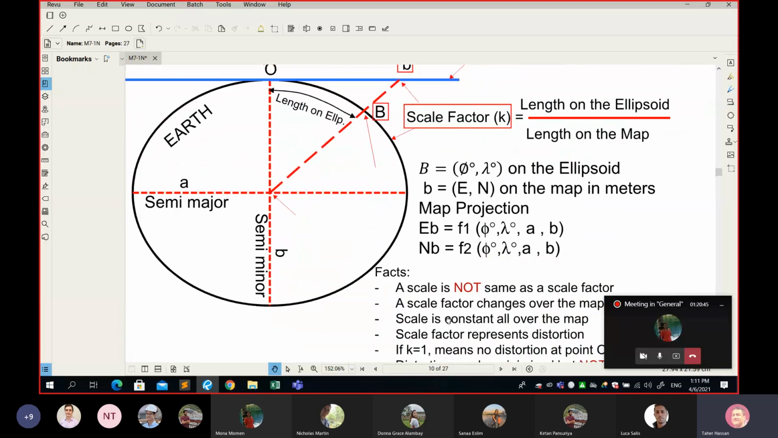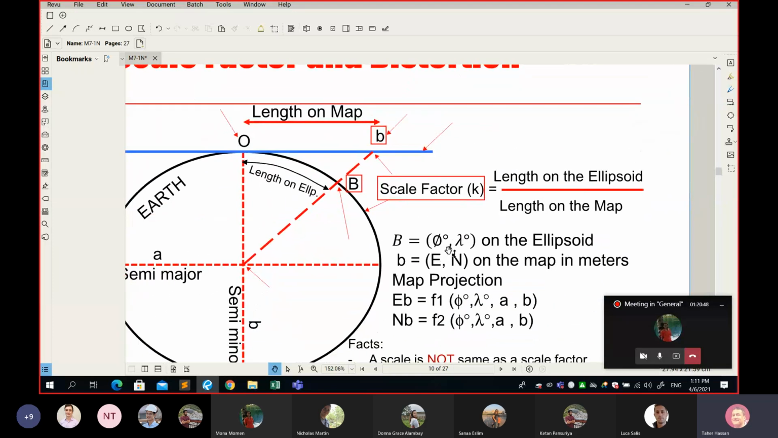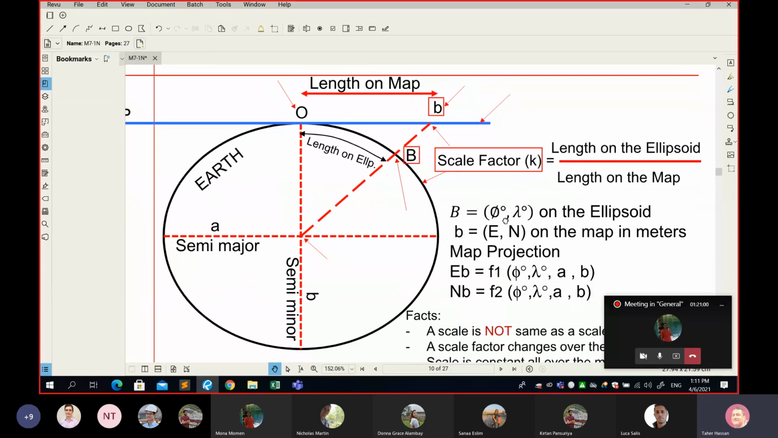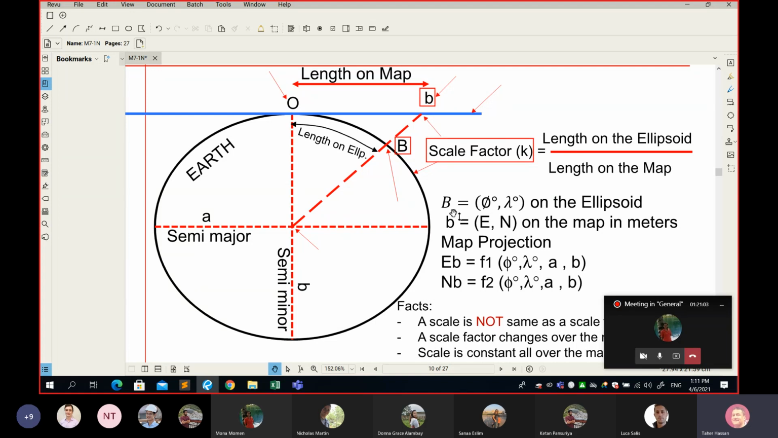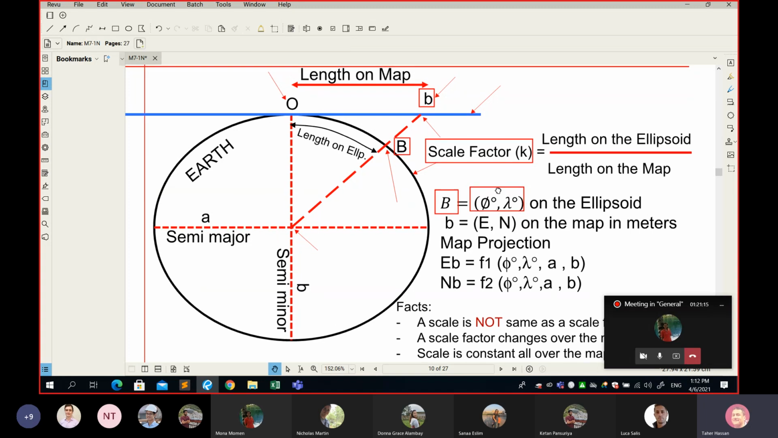Okay, so I'll talk about scale factor here because this is kind of a misconception. Some people mix up a scale and a scale factor, because in first year you learn about scale. Is the scale equal to the scale factor? You will know that in a minute. But let me tell you things from a mathematical perspective. Remember, the point uppercase B exists on the ellipsoid, and we can define its location by a pair of angles, latitude and longitude. While lowercase b exists on the map, and we want to find the planar coordinates of point b, easting and northing, in meters.